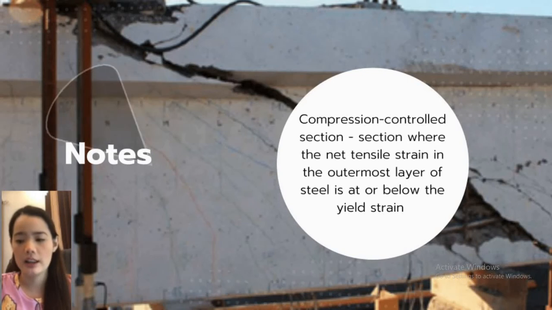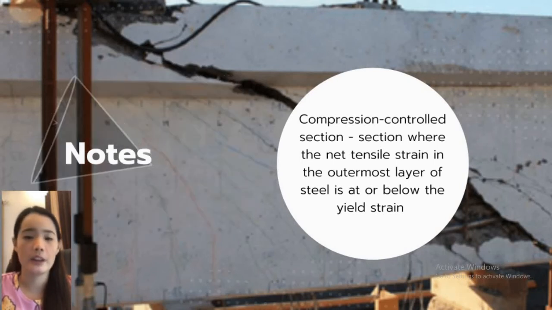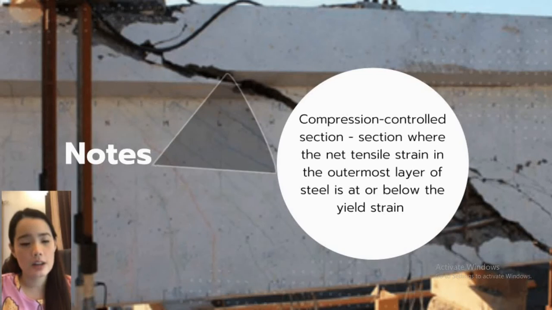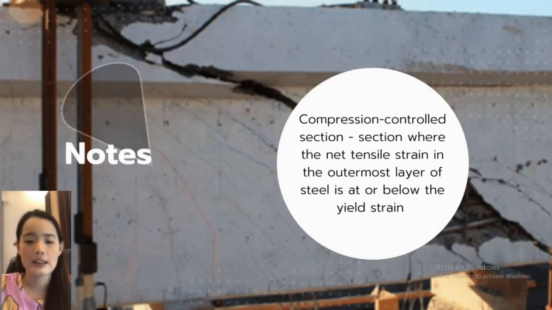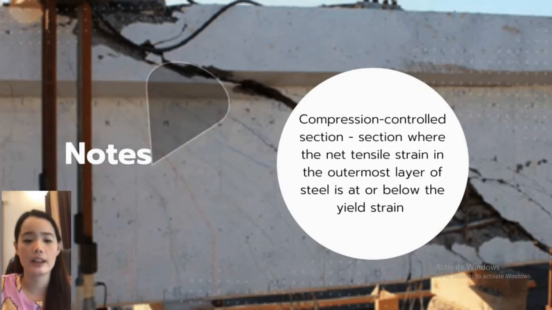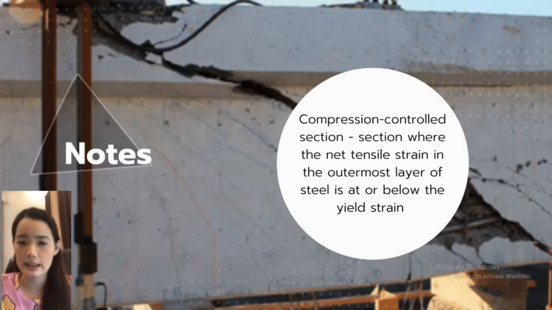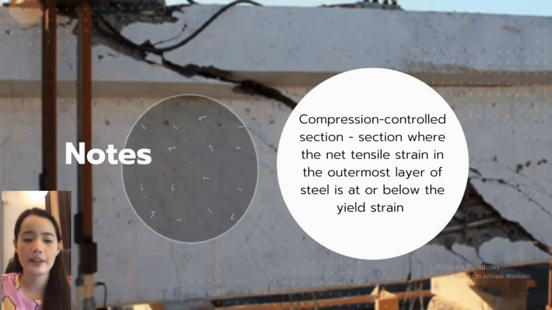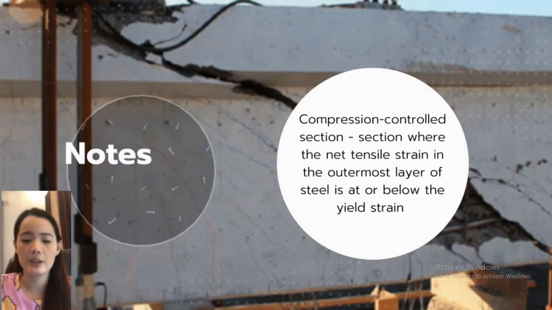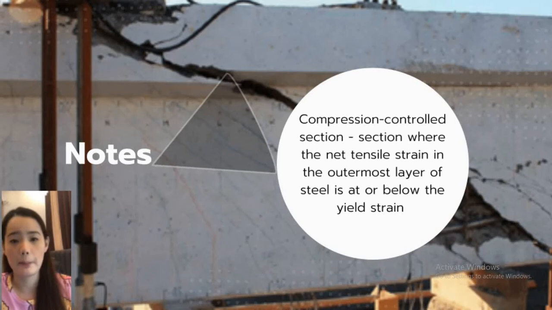Compression control section. Section where the net tensile strain in the outermost layer of steel is at or below the yield strain. Compression control section, bakit nga ba natin dapat lagyan ng reinforcement ang concrete? Sa kadahilanan para tumibay pa yung concrete. Alam naman natin na ang concrete ay malakas sa compression pero mahina sa tension. Kung lalagyan natin ng bakal yung part ng beam under tension, mas madadala niya yung mga loads. Para sa mga engineer, ayaw nilang masira yung mga member.